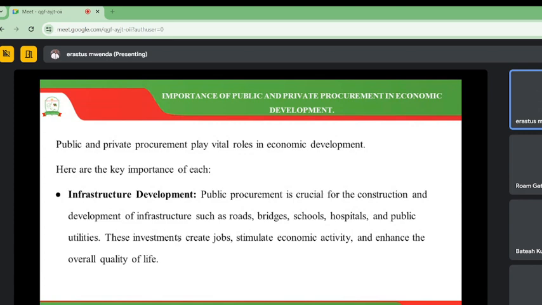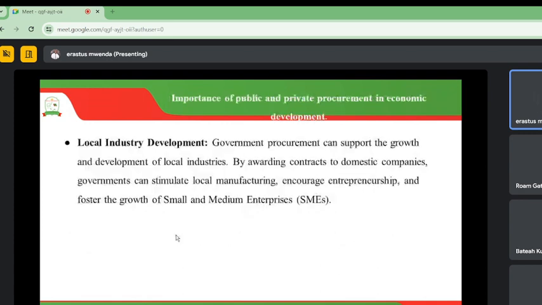Number one, they want to ensure infrastructure development. So they want to ensure there is continuous construction of roads, hospitals, and also create jobs by having those projects running, and also stimulate economic activity and enhance the overall quality of life. So when we are building a school, a bridge, a road, or a hospital, people are receiving jobs, and in return their life is going to improve.